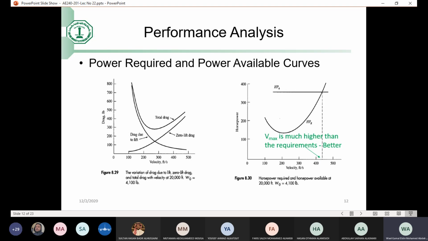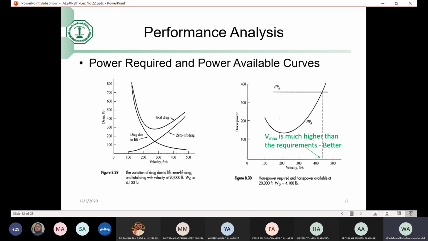Now, if you want to see this graphically, what does that mean? That means if we maintain the same engine, that's the available horsepower. What happened is when the weight went down, the lift went down. And when the lift went down, the drag went down. And that means the total drag, which comes from the drag polar, went down. That means the required horsepower went down. So instead of the curve being here and intersecting at 250, the whole curve went down. And now the intersection is at 420. You see that?